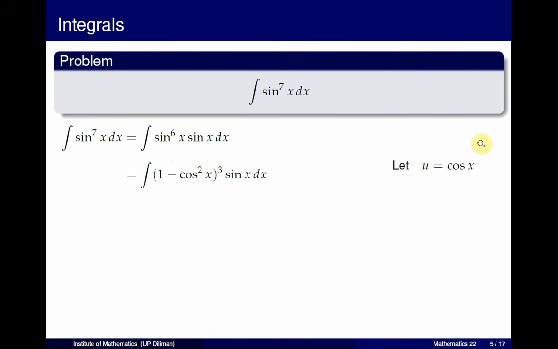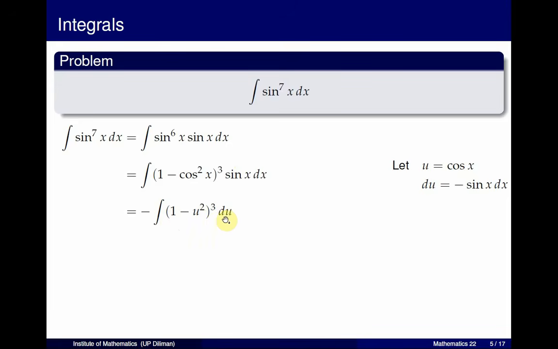And as I've said a while ago, our u will be cosine x, because our du is negative sine x dx. But that's not a problem. We will just move the negative sign to the other side. So sine x dx here becomes negative du. And let us apply the substitution. So by substitution, our cosine squared x here becomes u squared, and our sine x dx becomes negative du. So the negative sign goes outside. So our integral is negative the integral of the quantity 1 minus u squared, cubed, du.